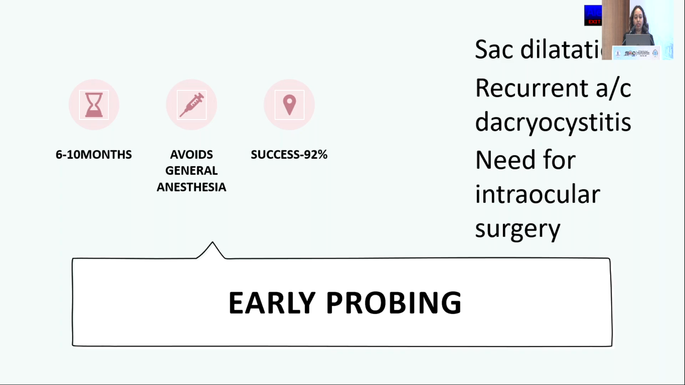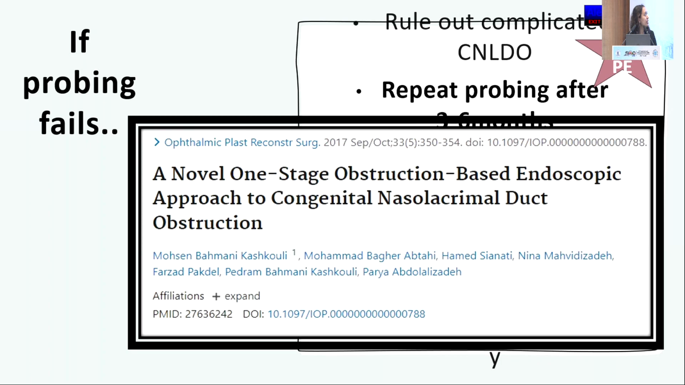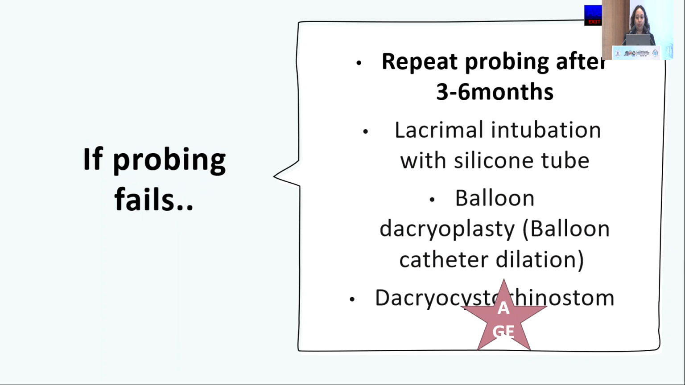Late probing will give more time for spontaneous resolution and is usually done after 9 to 12 months of age under general anesthesia. And if the first probing fails, we have to rule out complicated CNLDO using nasal endoscopy, and each kind of NLDO has to be managed separately. And we have to repeat the probing after 3 to 6 months of the first probing. We can also try lacrimal intubation with silicone tube, balloon dacryoplasty, and if everything fails, dacryocystorhinostomy. And in these cases, the age and the type of CNLDO will give the prognostic factor.